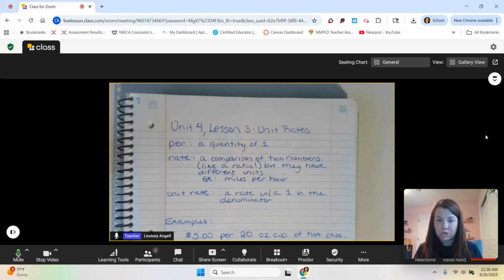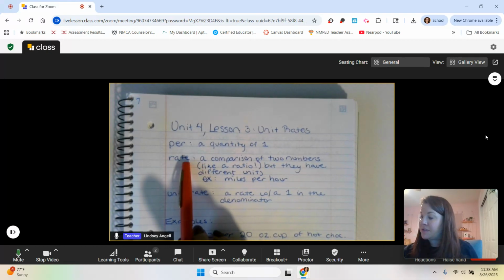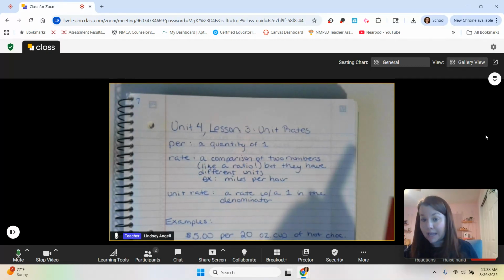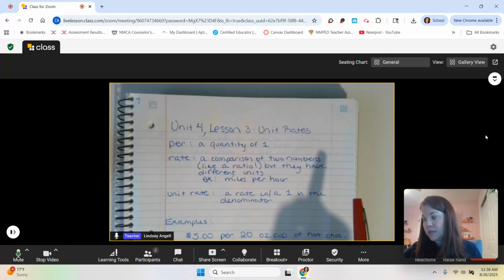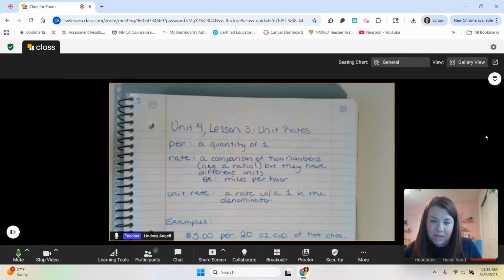We're comparing two numbers. So I have a definition here: a comparison of two numbers like a ratio, but they have different units. So that's the biggest difference. In ratios, they don't necessarily have to have different units. But one example for a rate would be miles per hour, or you could say she went 60 miles per 2 hours, right? That could be a rate as well. Unit rate is a rate with a 1 in the denominator. So that second unit is out of 1, all right? And we're going to work on that today.